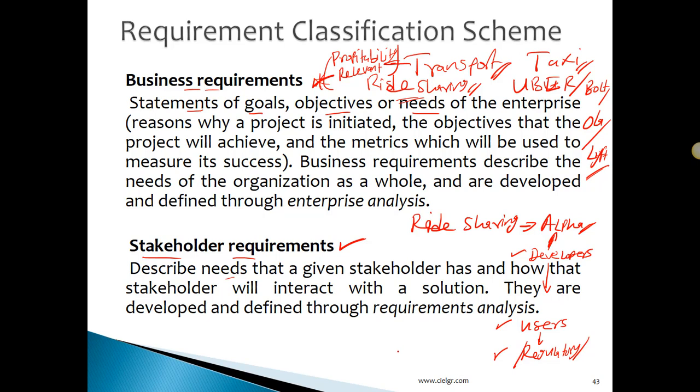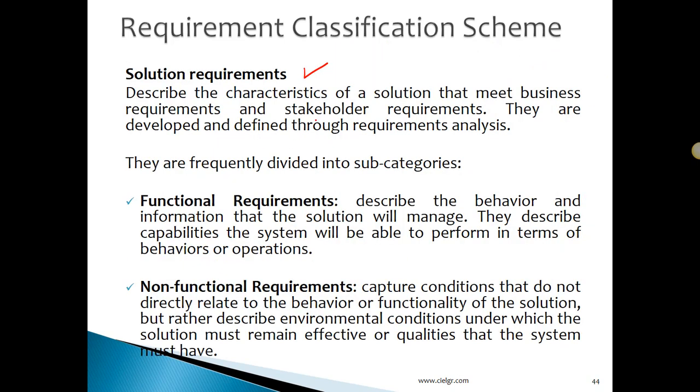Also, don't forget our staff members, people within the organization. So all of these stakeholders, what are their requirements? So all of this put together is what we refer to as the stakeholder requirement. So the next is now the solution requirement. This defines the characteristics of a solution that meet business requirements as well as stakeholder requirements. They are developed and defined through requirement analysis.